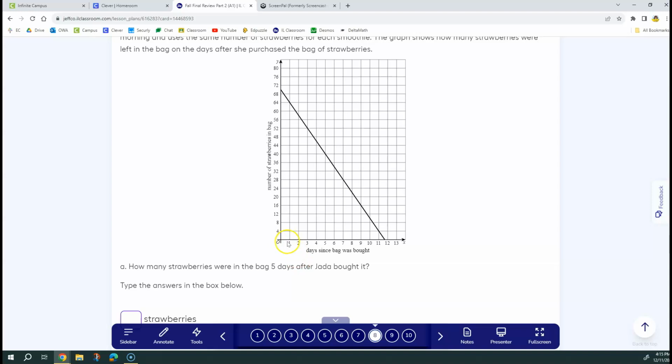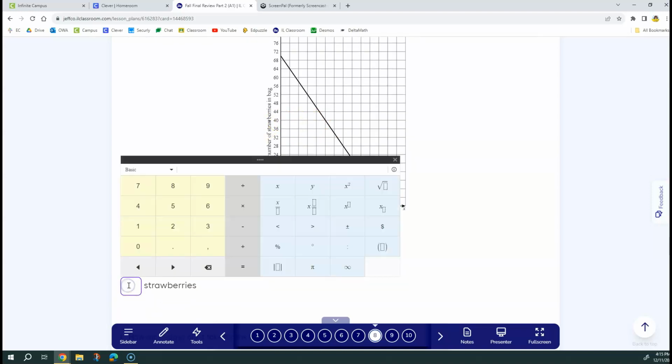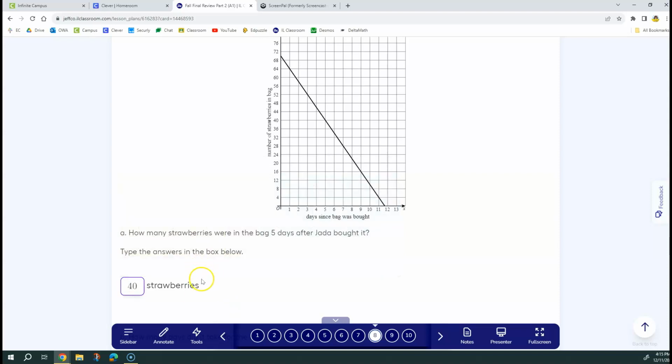Okay, so that's simply going here on the days since the bag was bought and going to 5. And then following the 5 up until we get to the line. And then where does that land on the Y? 40. So after 5 days after buying the bag of strawberries, she has 40 strawberries left in the bag.